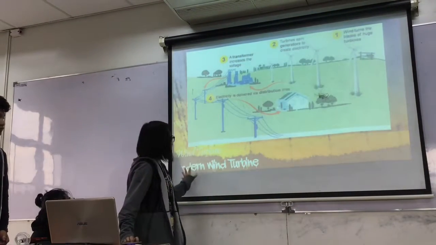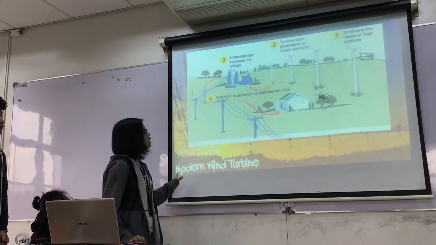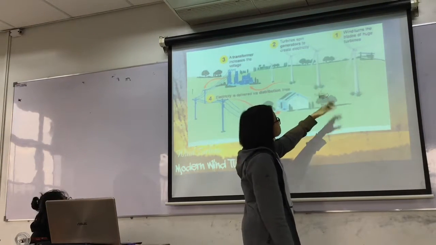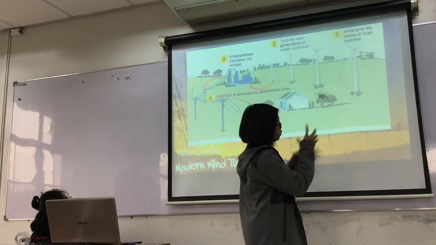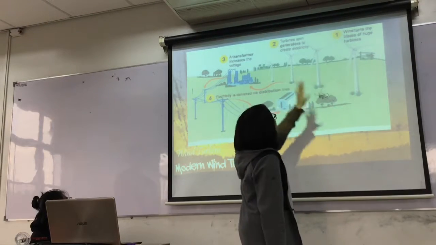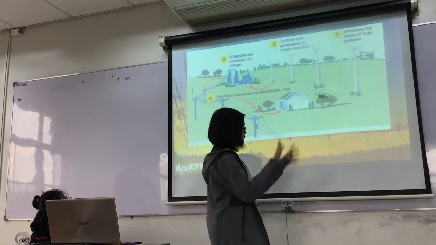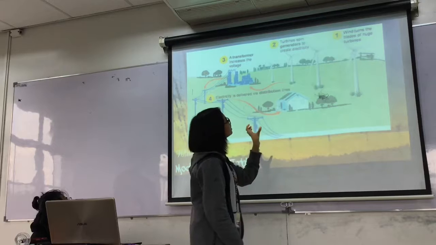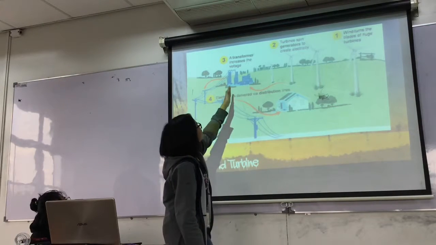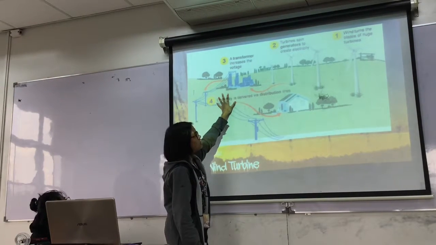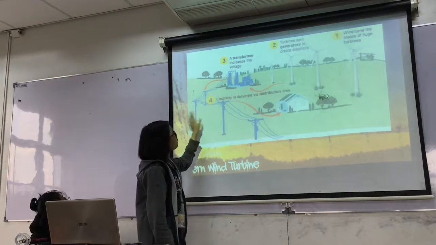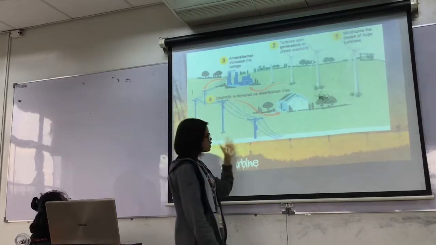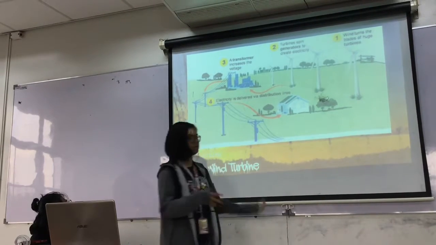So ito yung modern wind turbine. Nag-work siya, yung wind, i-turn niya yung turbine. Tapos pagka yung blades na spin na, doon na mag-create yung generators ng electricity. Tapos pupunta siya dito sa transformer, mag-i-increase niya yung voltage. Tapos i-distribute na siya sa mga homes.